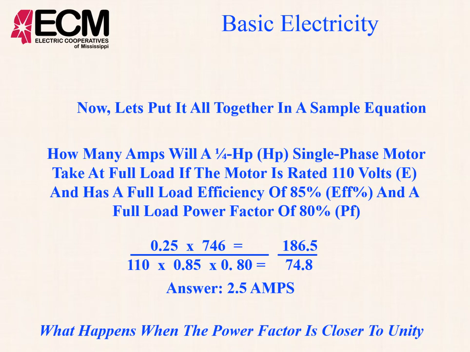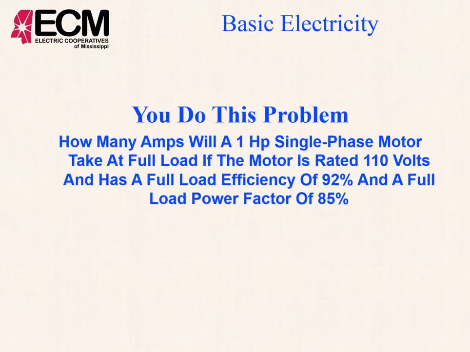What happens when the power factor is close to unity? You can go in there and change. You can up your power factor to about 95%. You can increase the efficiency of your motor up to 95%, and this motor will draw much less amperage. You can work that out if you want to. Why don't you do this problem?